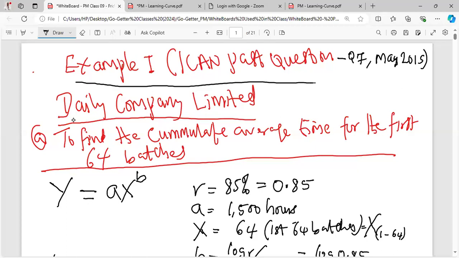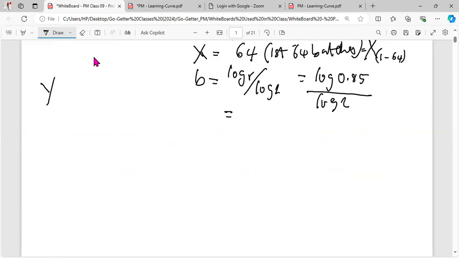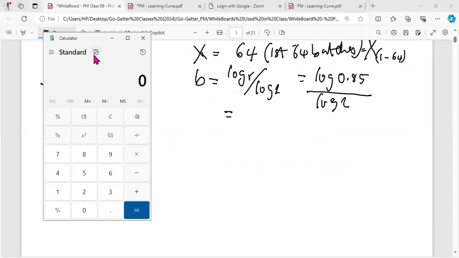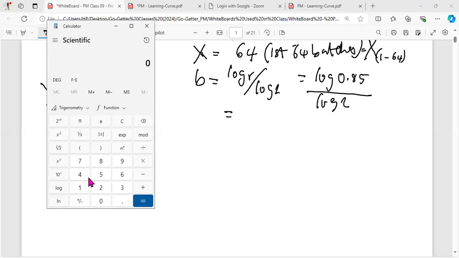So let's come now. What is your log of 0.85? Let's get it now. We're going to change our calculator from standard to a scientific calculator. Yes, I have a scientific calculator here. Some calculators do not start with log, so we say 0.85, then you press your log. See what it gives us?